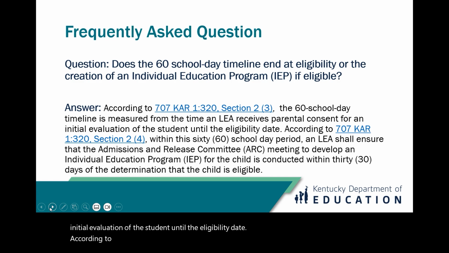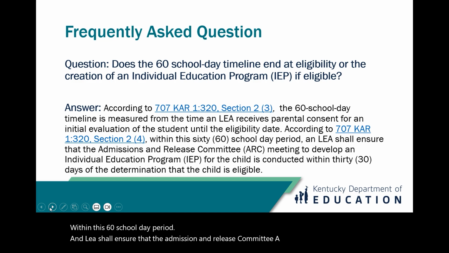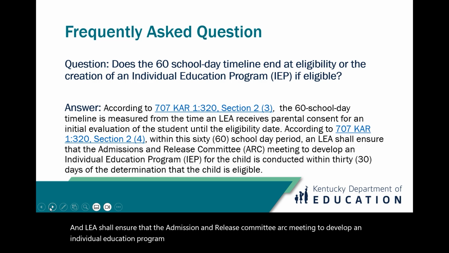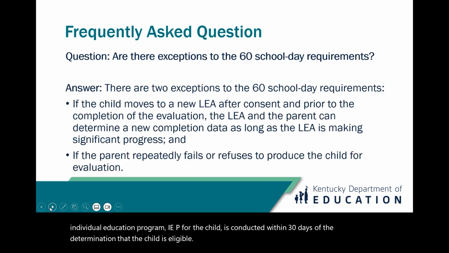According to 707 KAR 1:320, Section 2-4, within the 60 school day period, an LEA shall ensure that the Admission and Release Committee, ARC, meeting to develop an individual education program, IEP, for the child is conducted within 30 days of the determination that the child is eligible.